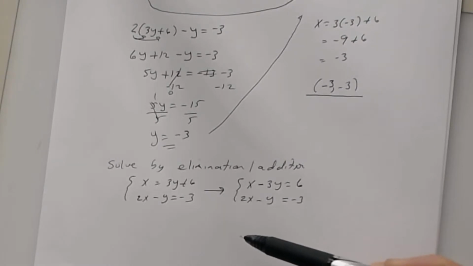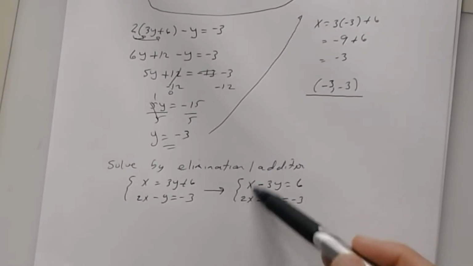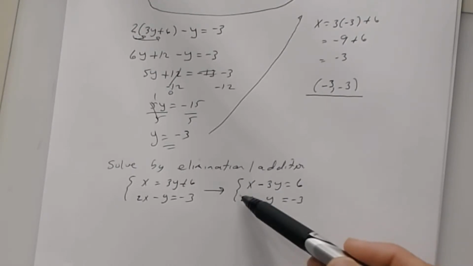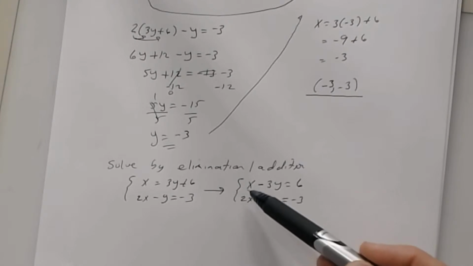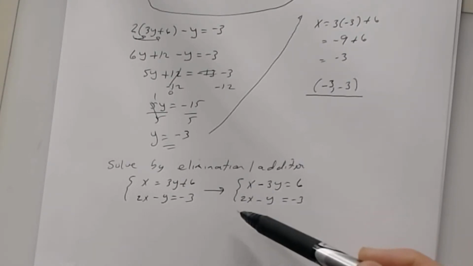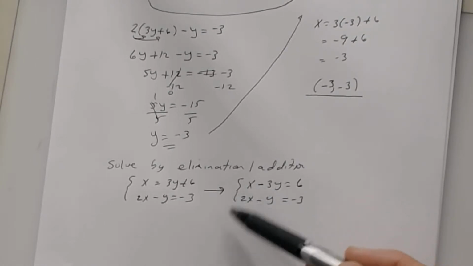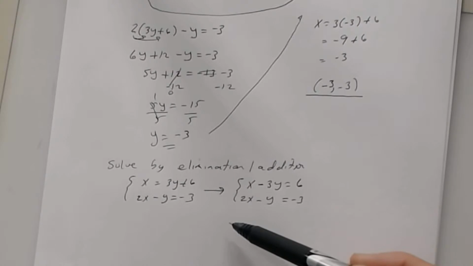Okay, that's not my question. Which variable do you want to eliminate? The x's? Okay. So if you want to eliminate the x's, then these have to be opposites of each other. So what's the LCM, the least common multiple of 1 and 2? 2. So that means I need both of those coefficients, one to be a positive 2 and the other one to be a what? Negative 2.